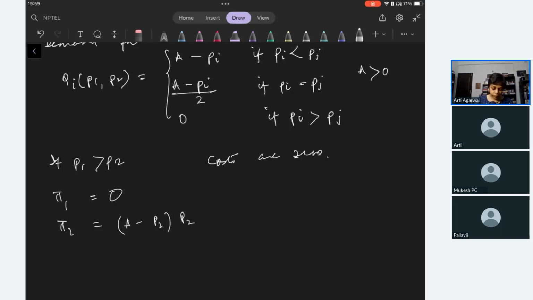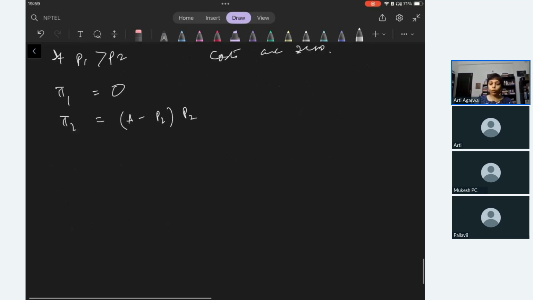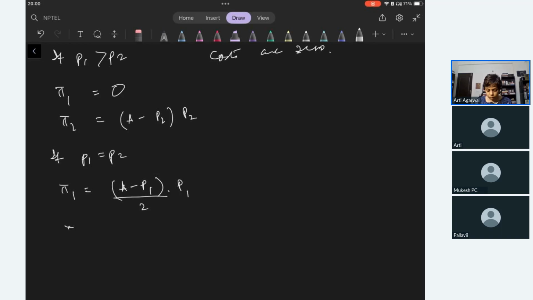And if you want to flip it, you can write it the other way around. If P2 is greater than P1, then it will be opposite. And if P1 is equal to P2, then both of them are going to divide it up, right? Pi 1 is equal to A minus P1 by 2 into P1, and pi 2 is equal to A minus P2 by 2 into P2. We're writing quantities here, right? So quantity is divided into half.